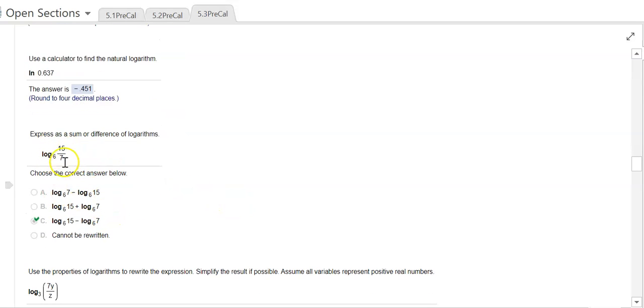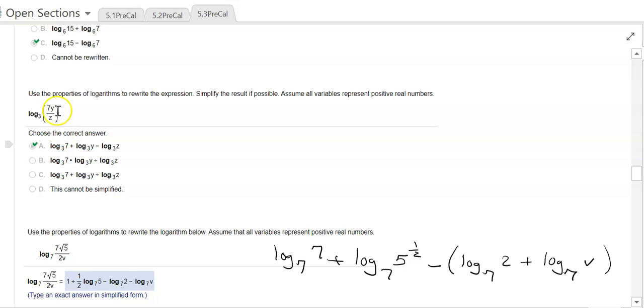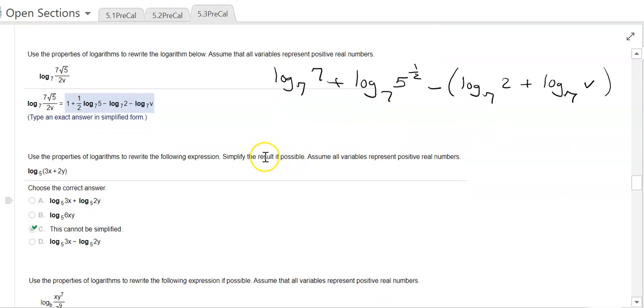And here we're breaking this down. Since we're dividing, that means we are subtracting here. So keep in mind, same base, and we have log base 15 minus log base 6 of 7. Here we're breaking these apart, so we're multiplying on top, which means we are adding them. And we are subtracting what we are dividing by. As you can see, all of those have the same base.